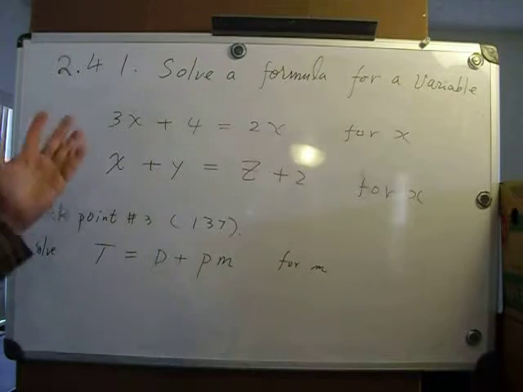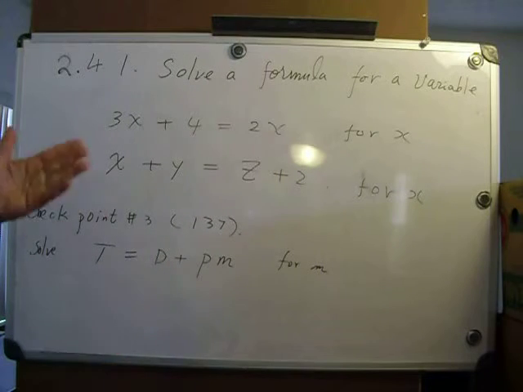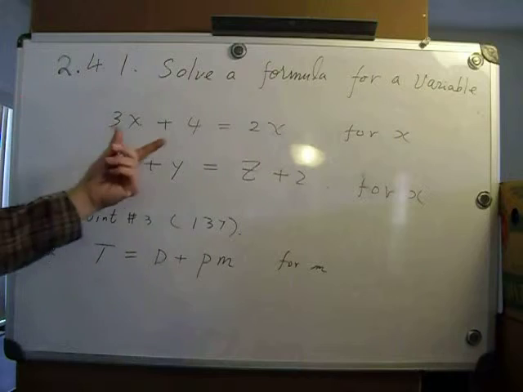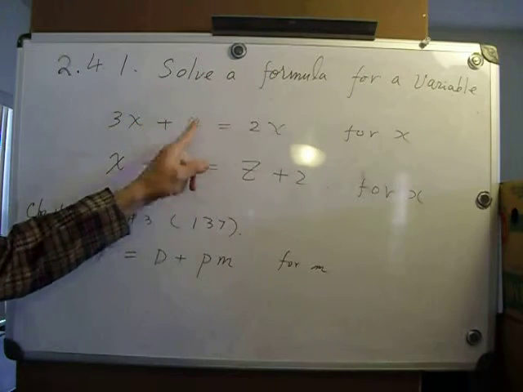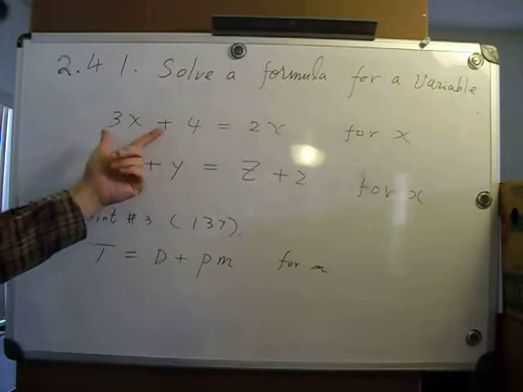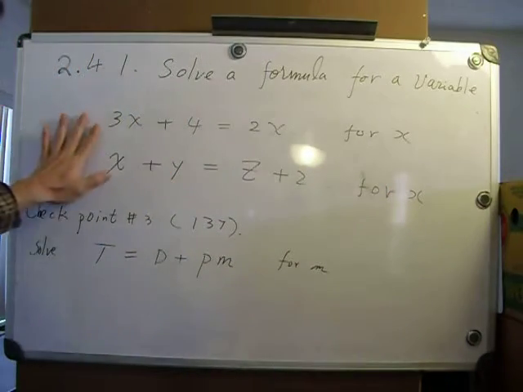Okay, we are in section 2.4.1. We want to solve a formula for a variable. Previously, in our solving equation problems, we were always solving this type of problem, with only one variable and some numbers, and combining like terms. So this is solving for x, this type of problem previously.